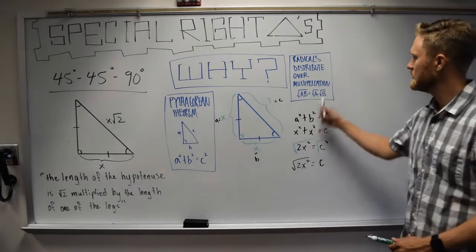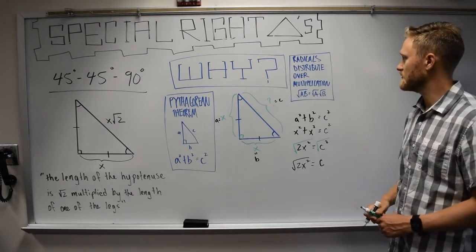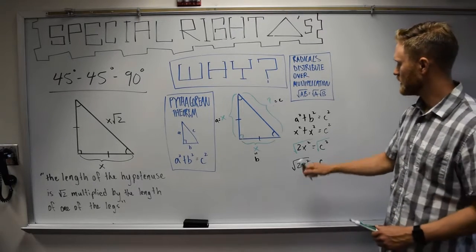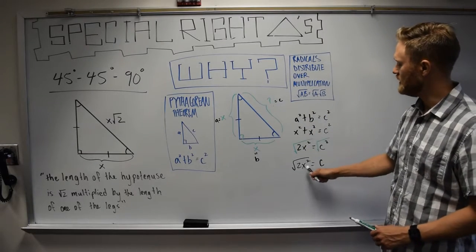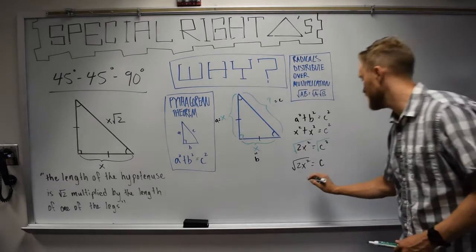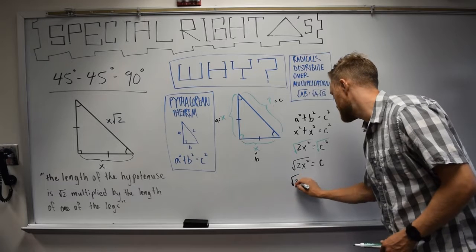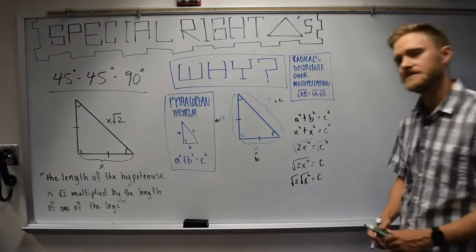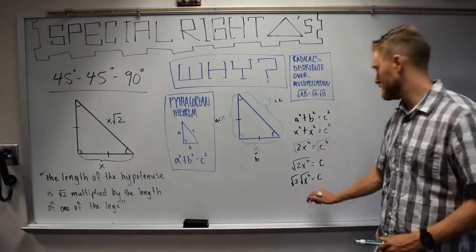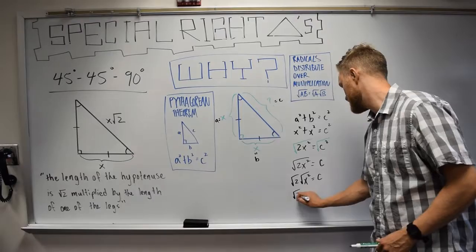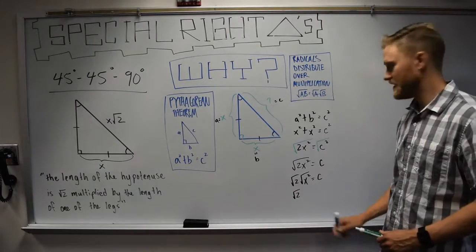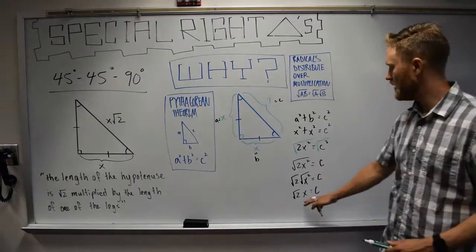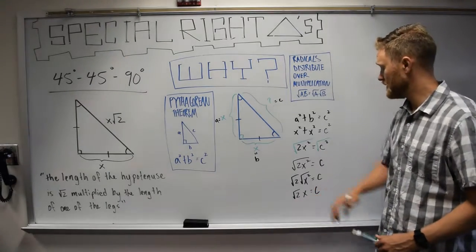And this is where the fact that radicals distribute over multiplication is going to come in. We're going to think of the 2 as a and the x squared as b. So I can write this as the square root of 2 times the square root of x squared equals c. The square root of 2, I can't simplify. The square root of x squared becomes x. And now this says the square root of 2 times x.